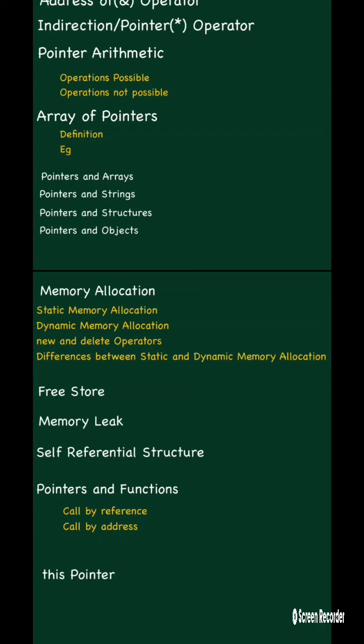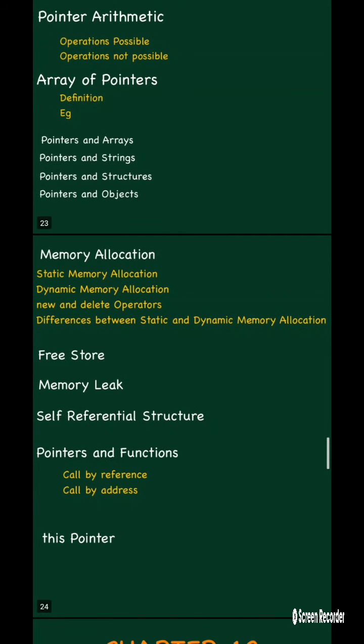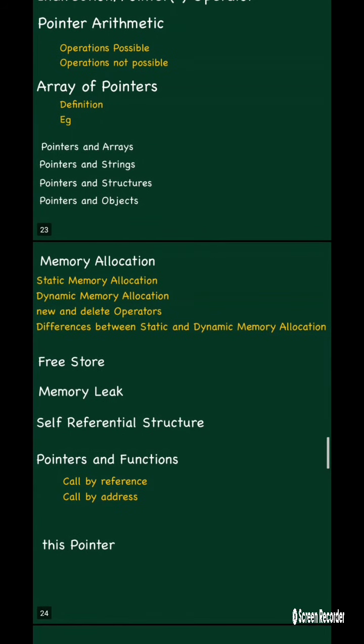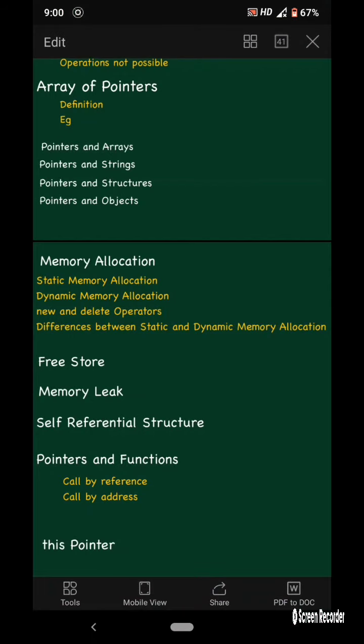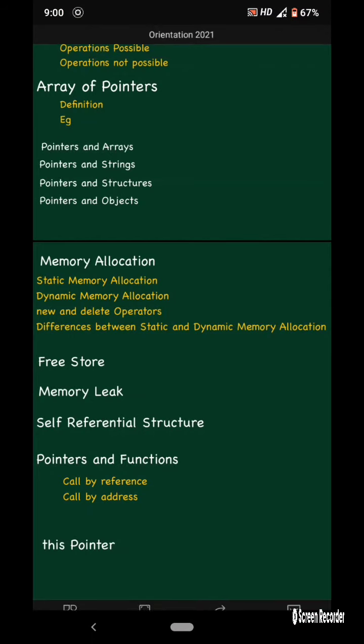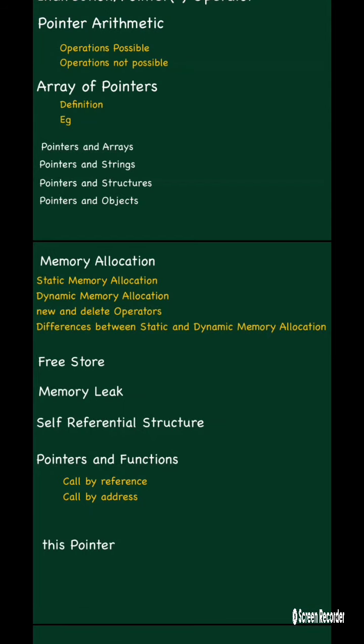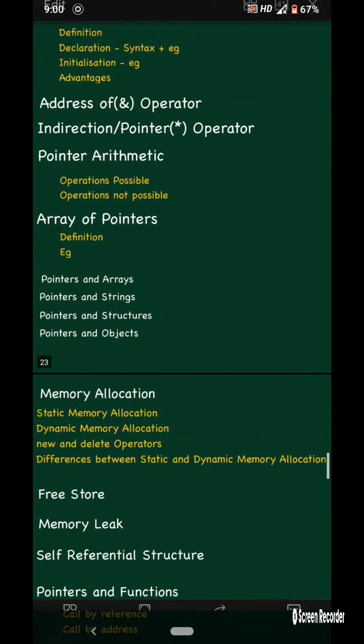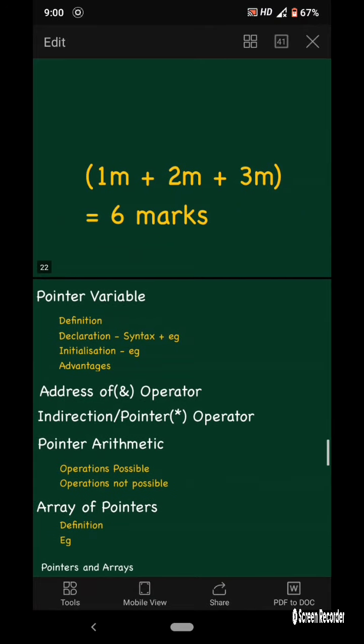And the next is very, very important: the difference between static and dynamic. You have to learn all the important 1 mark questions here. What is free store, what is memory leak, what is a self-referential structure, and pointers and functions, how they can be implemented, whether through call by reference or call by address. And finally the this operator, what is the usage of this operator. So these are all the important things from this pointer chapter.